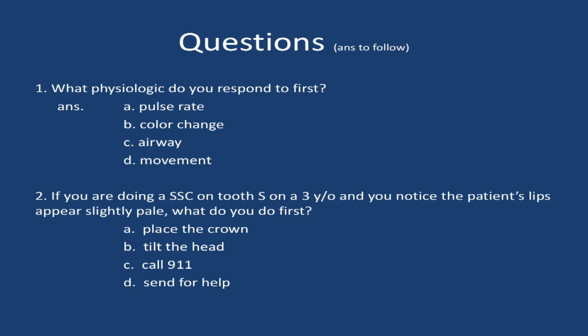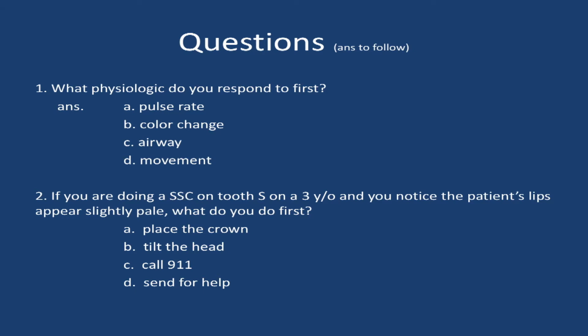Number two, if you're doing a stainless steel crown on a tooth on a 3-year-old, let's say it's tooth number S, and you notice the patient's lips appear slightly pale, what do you do first? Do you place the crown? Do you tilt the head? Do you call 911? Do you send for help?